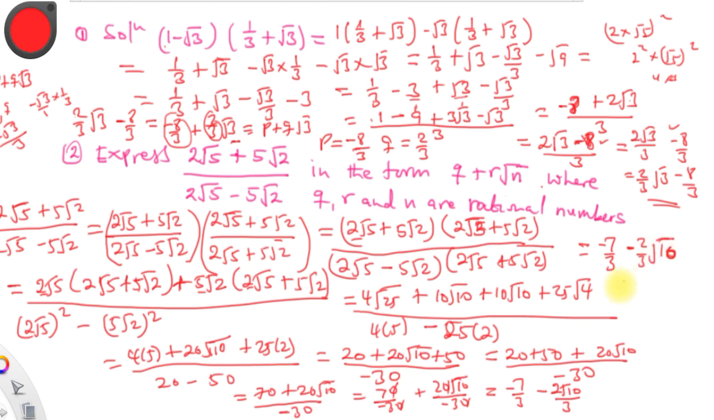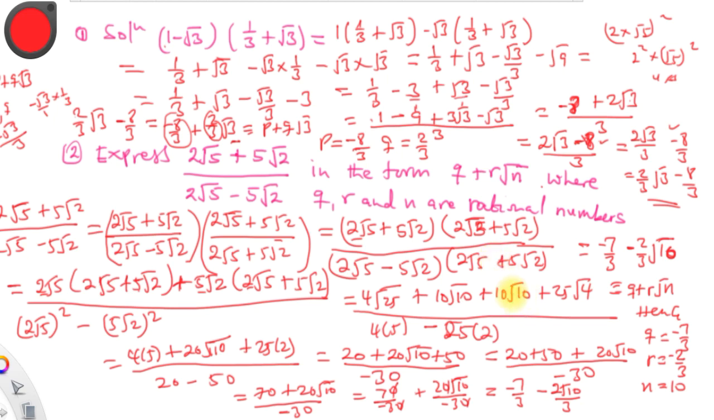This is in the form which is equivalent to q plus r root n. Hence, what is q? q is equal to negative 7 over 3. And then r is equal to negative 2 over 3. And n is equal to 10. So those are the final answers. Yes, that's the final answer.